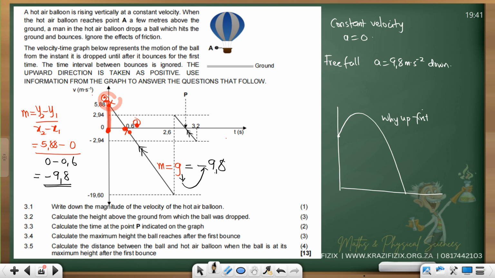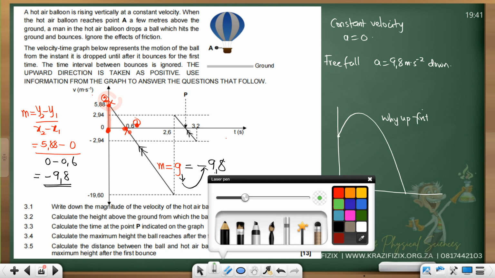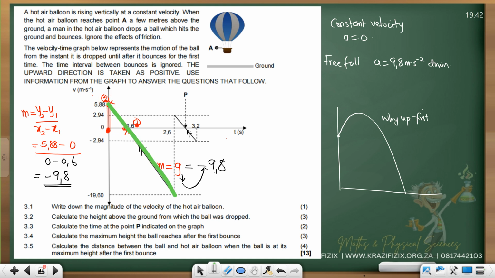This is you understanding graphs. My gradient, you can see already 2 things. It's a negative gradient. And this gradient is acceleration due to gravity. It's a negative 9,8. And g is always going where? So down has been taken to be negative. Are we okay, everybody? All right.